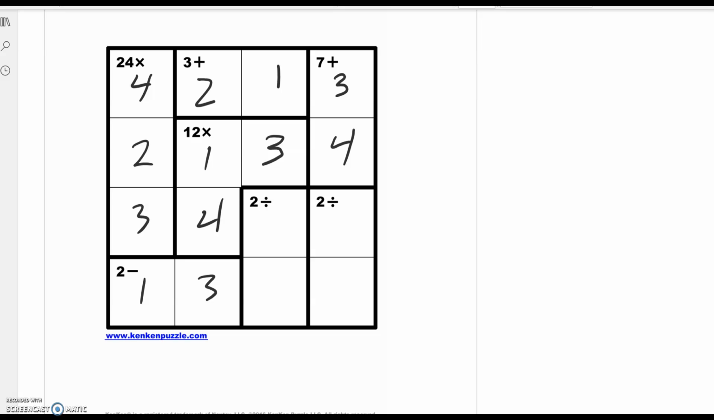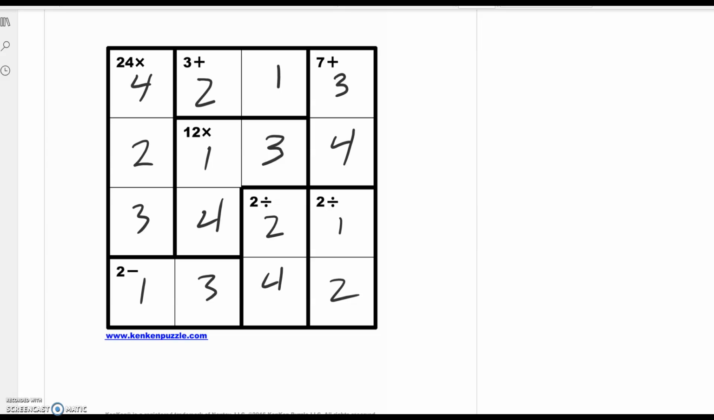Now we're getting close to the end. These two numbers here have to be a 2 and a 4 because that's all that's left. We've used up 1 and 3. But this one can't be a 4 because of this 4 right next to it. So the 2 and the 4 have to go like this. We've used up 1, 3, 4, so this has to be a 2. We've used up 3, 4, 2, so this has to be a 1.